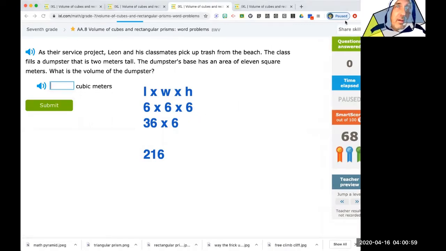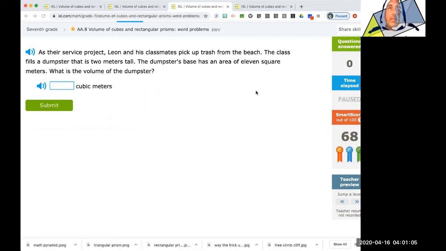Clear. Okay. As their service project, Leon and his classmates pick up trash from the beach. That's nice. The class fills a dumpster that is 2 meters tall. The dumpster's base has an area of 11 square meters. What is the volume of the dumpster? Now here's a situation where they're not giving you 3 measurements. That gets a little confusing for some, but again, remember, there's 2 ways you're thinking of these problems. Now I just went back to mouse.